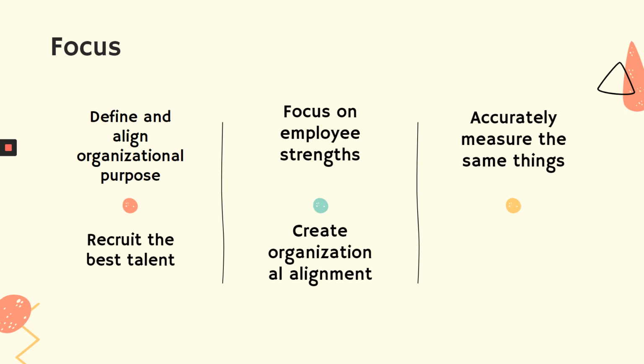Create organization alignment. The achievements must be aligned with the organization objectives in order to build a successful organization. Accurately measure the same things. All internal departments and employees must be measuring the same things to achieve an organizational result and to ensure that everyone knows exactly where the organization is at all time.